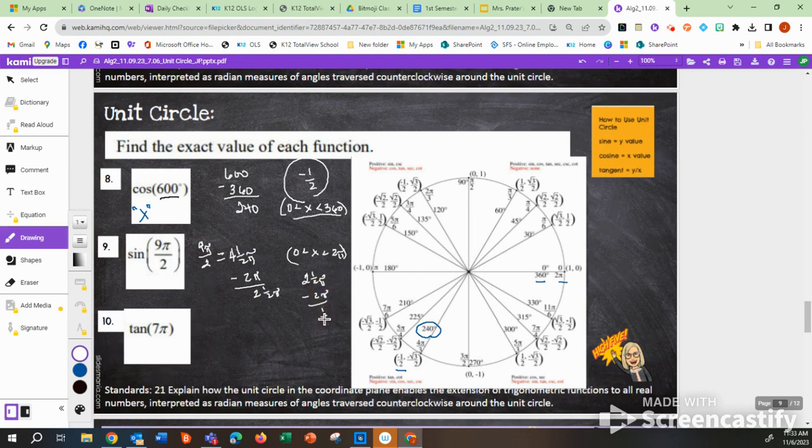And that's going to give me 1/2 pi, or pi over 2. So pi over 2 is located right here. This is asking us for sine. So sine is the y value. So the y value at pi over 2 or 9 pi over 2 would be 1. I got a lot of writing here.